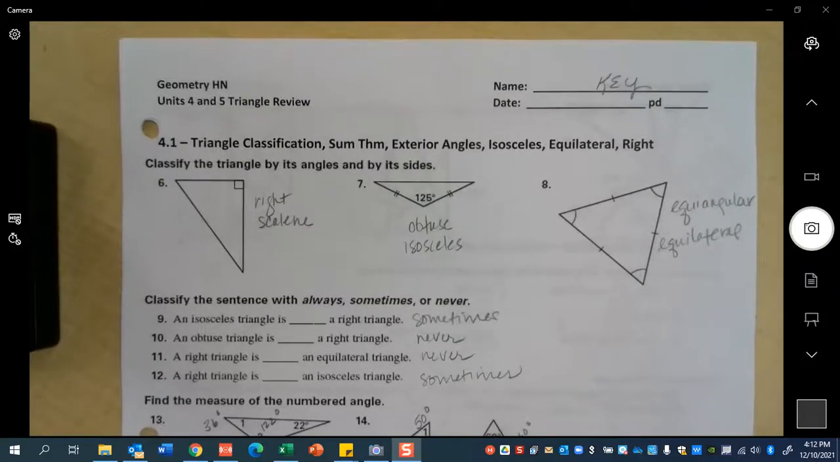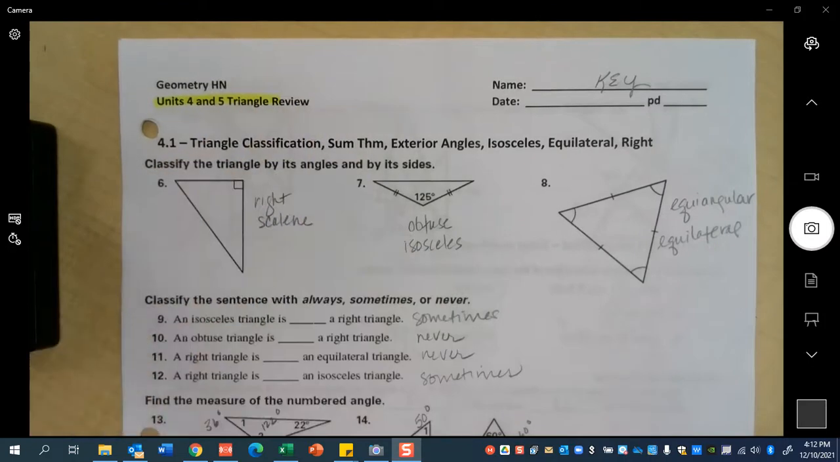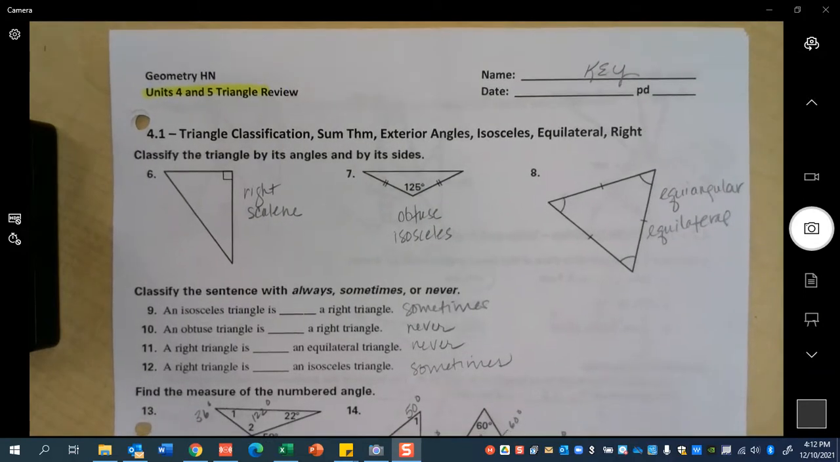All right, hey geometries, here's your key. And this was a great Unit 4 and 5 triangle review. If you're somebody that's hoping to take the retake of the Unit 4 test this week, this whole first couple sections were a great review for that.